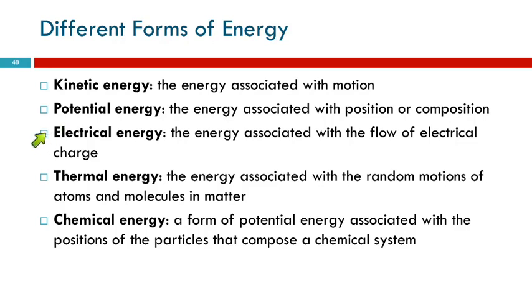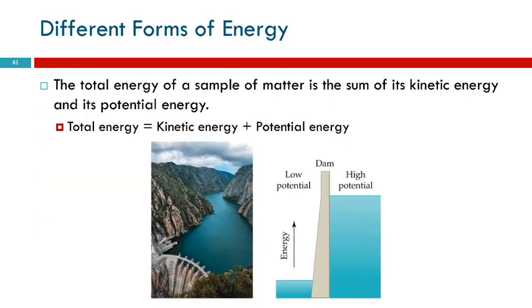Electrical energy is associated with the flow of electrical charge. Thermal energy is actually a type of kinetic energy. We talked about solid matter and how the particles in a solid are not actually completely still. They're vibrating, just like students sitting in chairs are moving a little bit. That movement is kinetic energy, and that's the energy that's associated with the temperature of a substance. It's thermal energy. So kinetic and potential energy are the main categories of energy. The total energy of any sample of matter is the sum of its kinetic and potential energy.